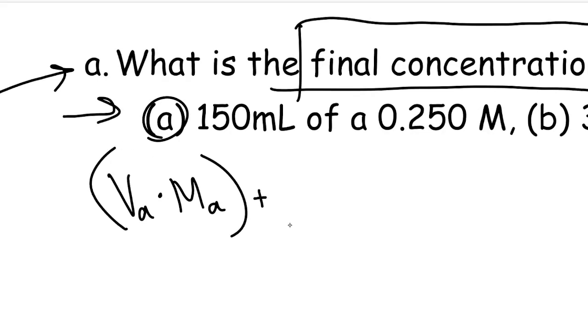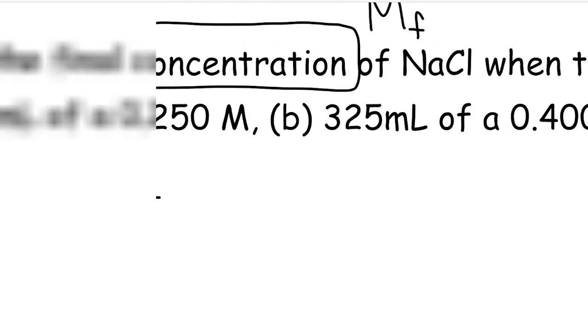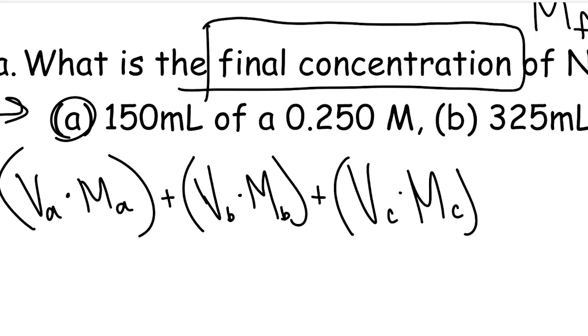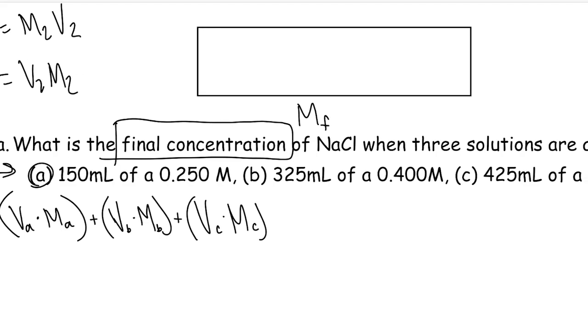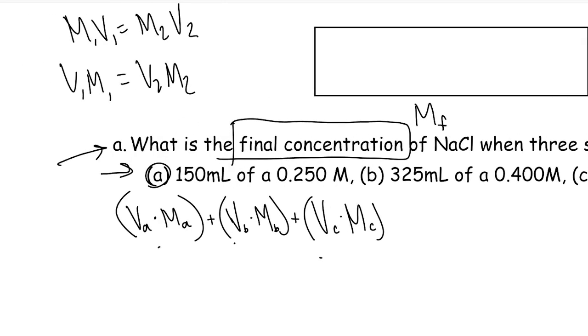Then I'm going to add to that the volume of solution B times the molarity of solution B. Then I add to that the volume of solution C times the molarity of solution C. So volume C times molarity C. When I add this plus this plus this, since those are all the things I'm adding together, that will equal my volume final times my molarity final.